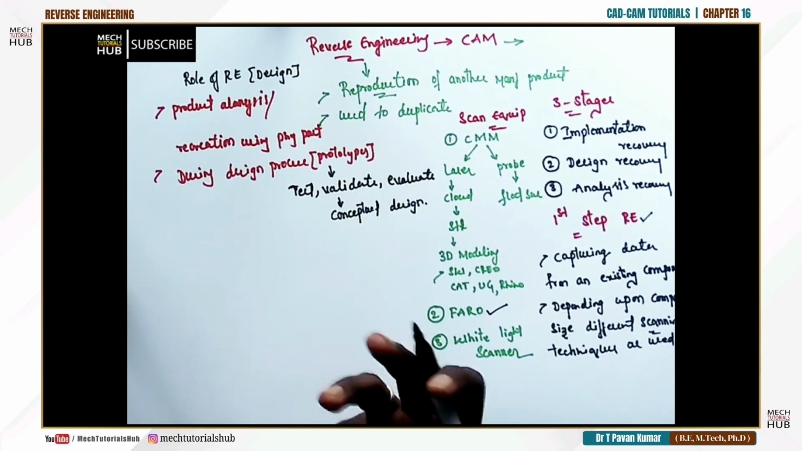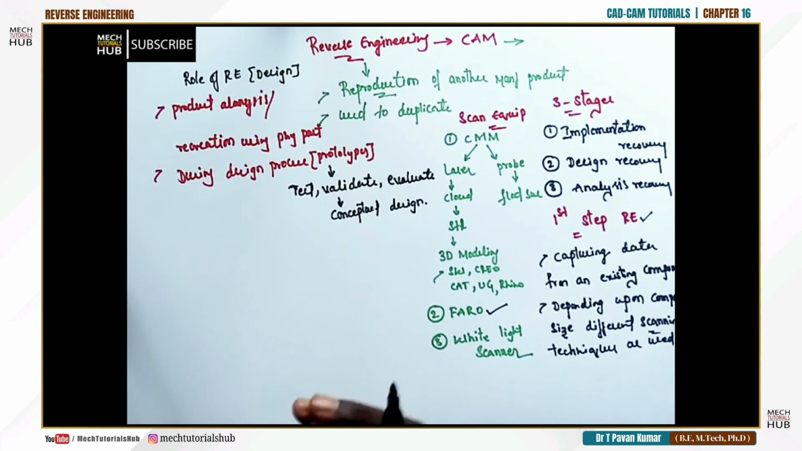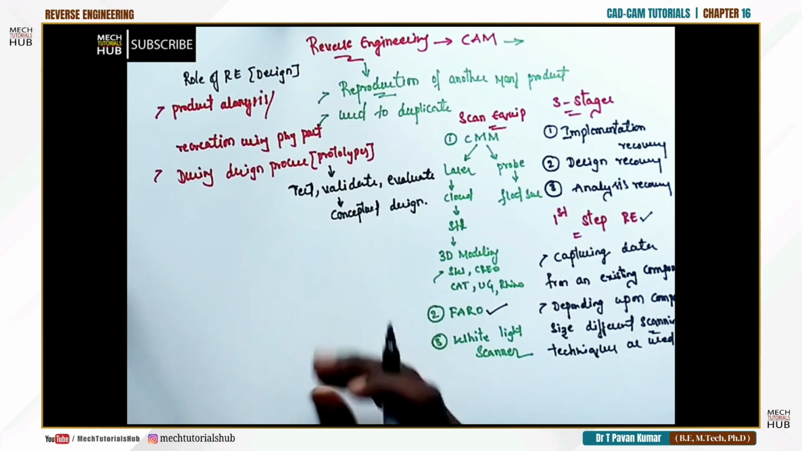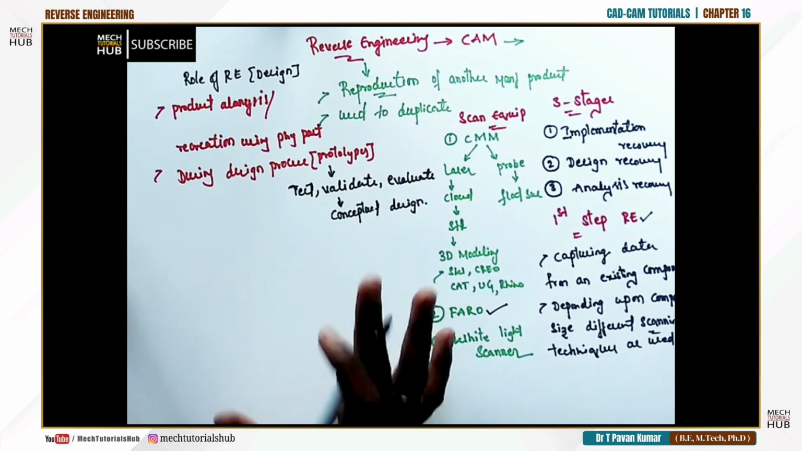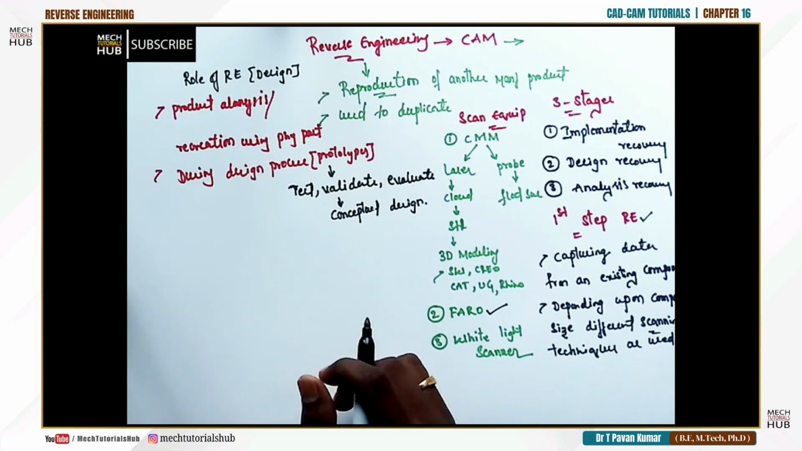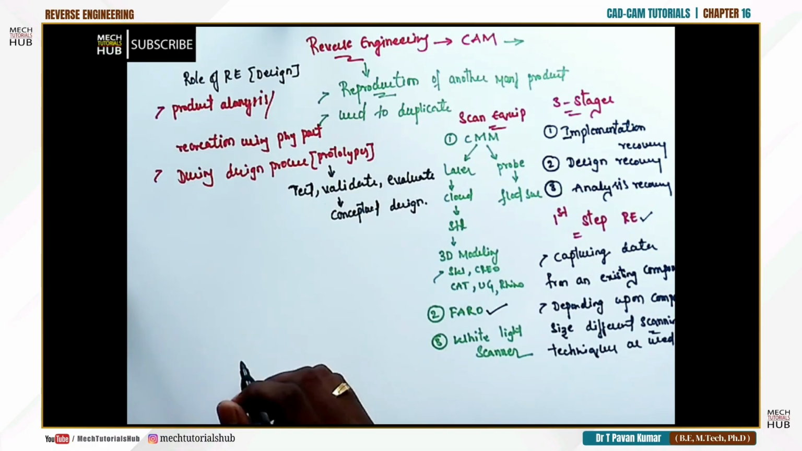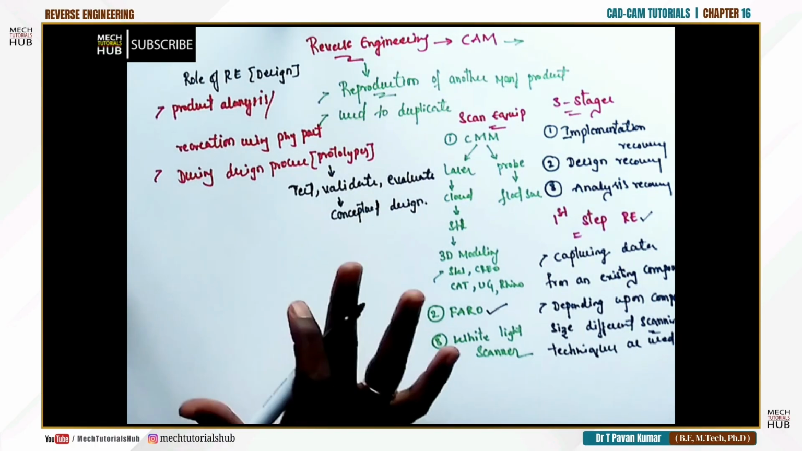Accordingly, you can prepare your own model, you can change the material, you can change a few of the features, and the model can be used for further processes. Otherwise it becomes completely illegal. So that needs to be kept in mind. Unless you take the permission, it can become an illegal activity.